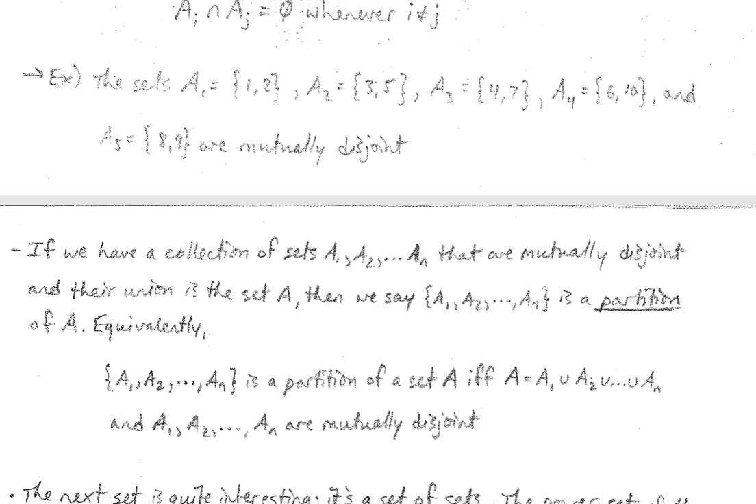Equivalently, these sets A1 through AN form a partition of a set capital A if and only if A equals the union of these A sub i's, A1 union A2 union A3 union all the way up to and including AN, and the A sub i's, these guys making up your partition, are all mutually disjoint.